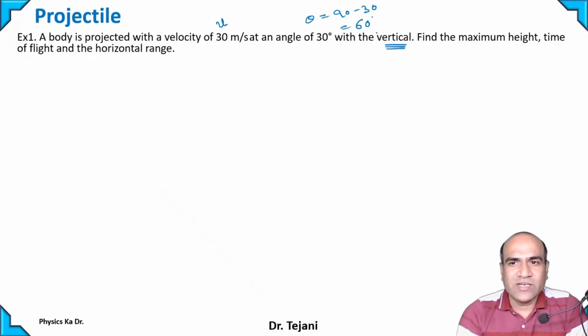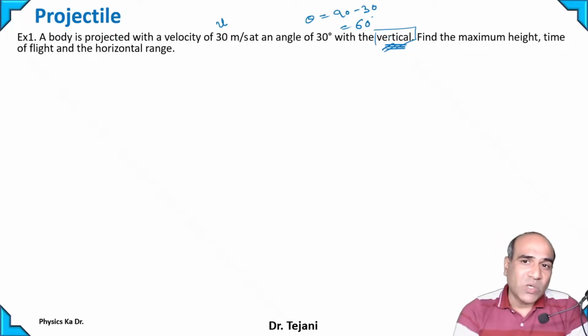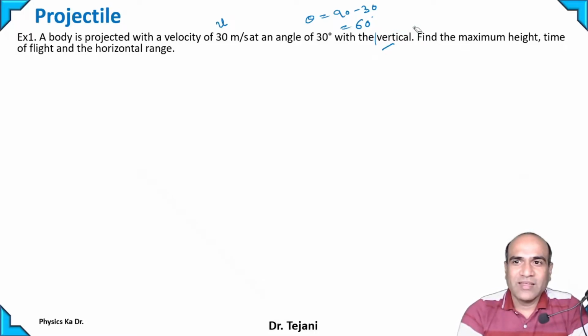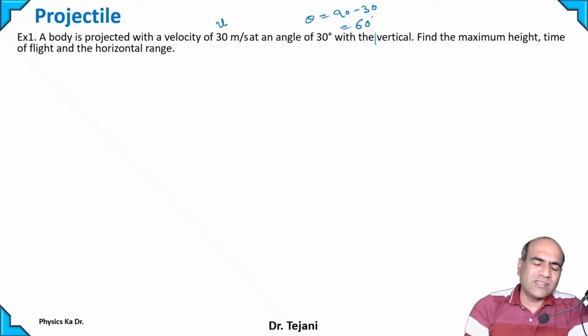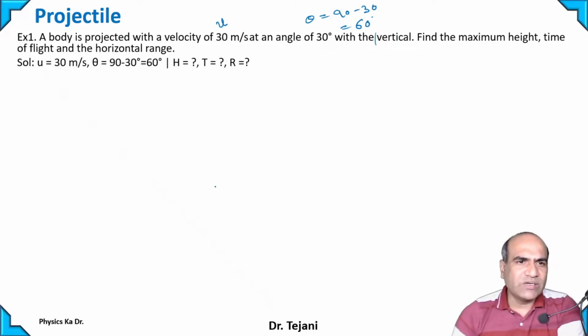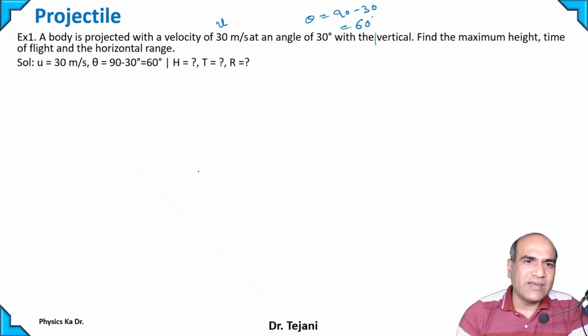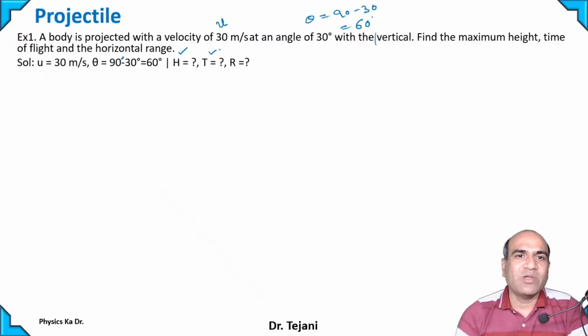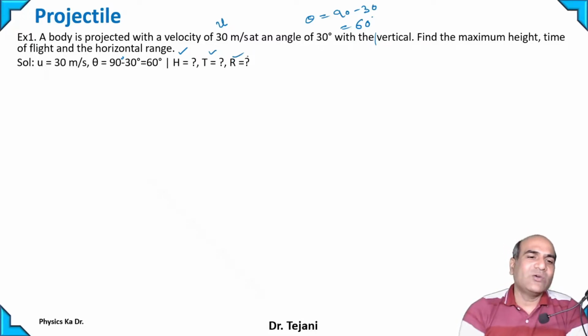This kind of change will be there, and if you forget to convert this, your answer will be wrong, and the wrong answer will be available in the options. Believe me. Find the maximum height, time of flight and horizontal range. So u is equal to 30 meter per second, theta is equal to 90 minus 30, which is 60. We need to find height, time, and range.